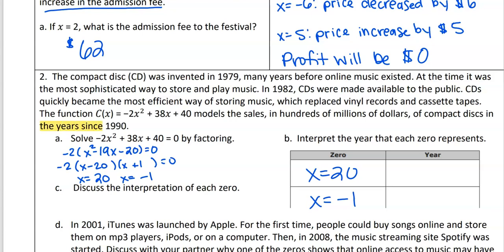Let's see, look. The year since 1990, right? So if x is 20, we're looking at the year 2010. Good. And then what if x is negative 1? 1989, where Miss Douglas was 1 year old.